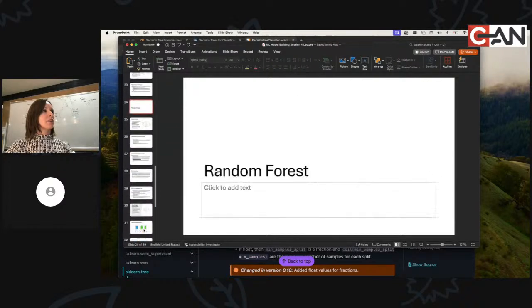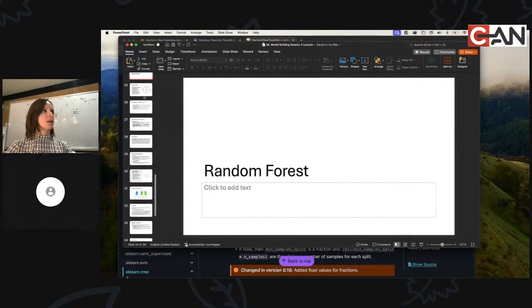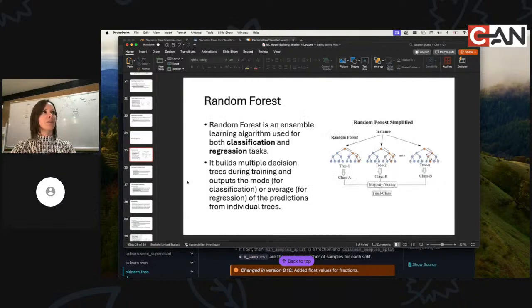Then, about half of it. The bulk of this presentation was in decision trees. Random forests are a fairly straightforward extension on decision trees. So if you understand decision trees really well, you'll understand random forests quite well.